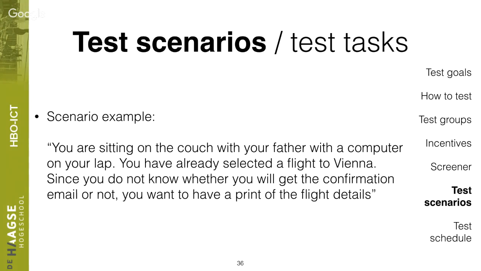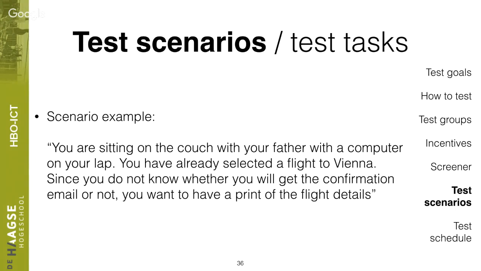Okay, so it depends on what you want to test, right? If you want to test whether you can find the details or not. Here they wanted to see whether the option for printing out the page, which was part of the website, was easy to find or not. So this part, printing the flight details, is an essential part, because this is the goal. This is the goal that they want them to do.